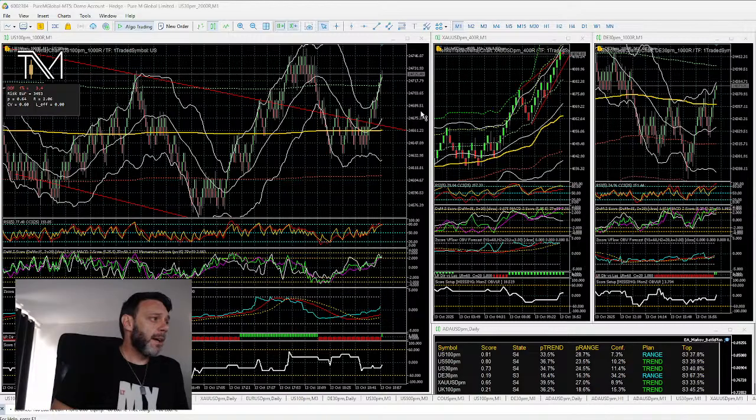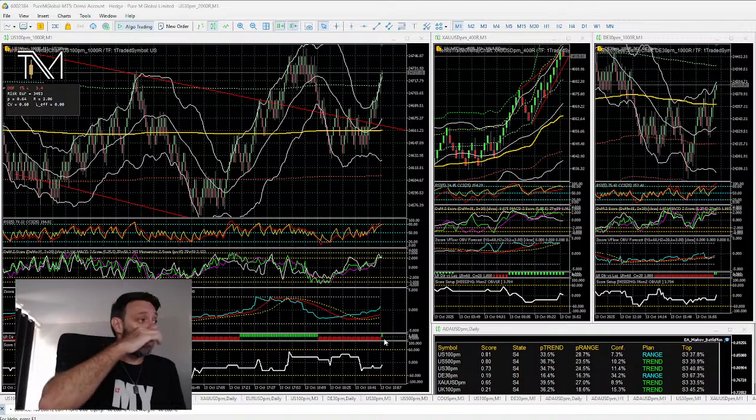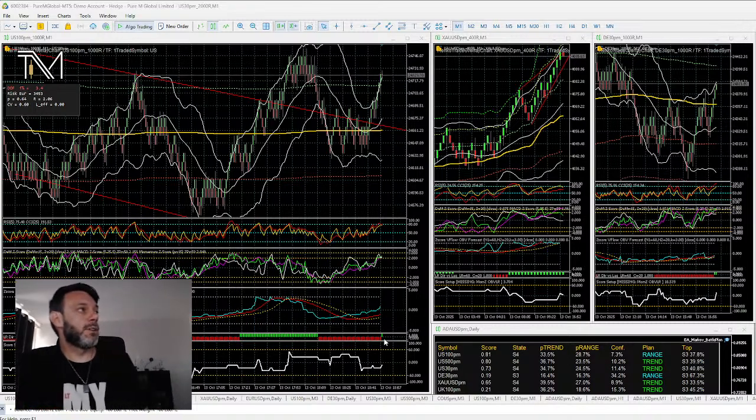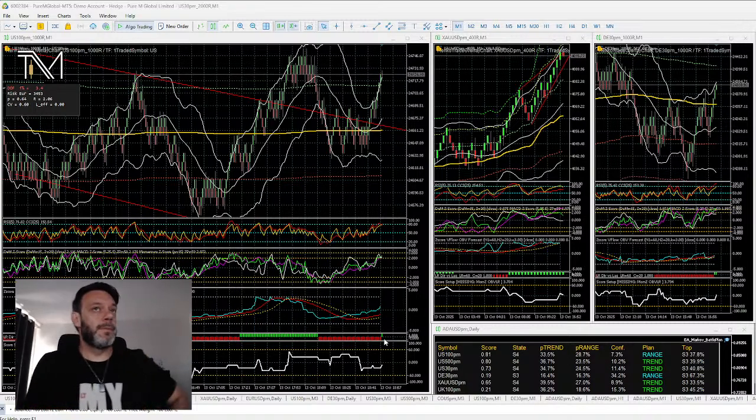Nasdaq is still going up, and the histogram is turning green, so no way, it's not time yet for both.